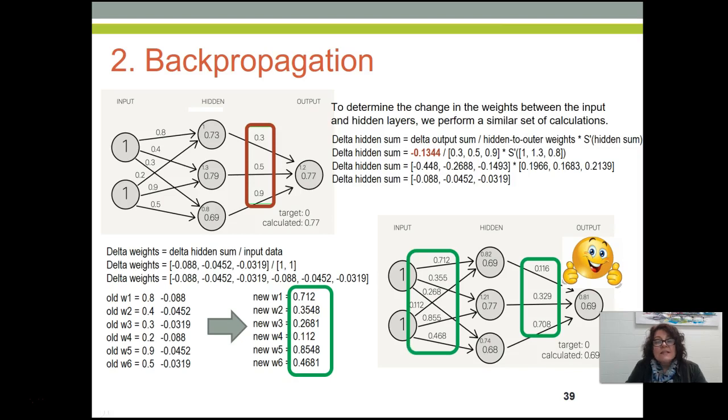This is how we start optimizing our neural network, how we start optimizing the weights in our neural network, and how we start minimizing the loss function, that is the error that we see between our output that we have calculated in our neural network and the actual target value that we know.